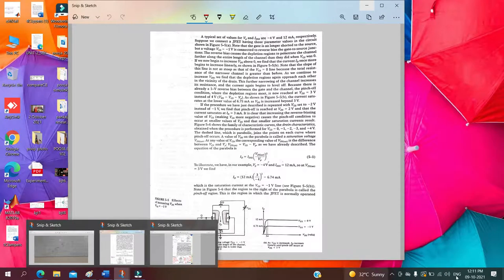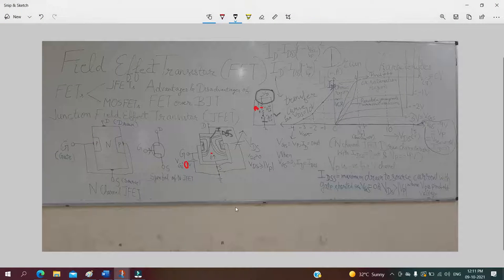Okay, see here, when we apply VGS in a polarity such that the gate is made negative with respect to source, so that VGS is made equal to minus 1 volt. For N channel, the gate is of P type, and it is made negative with respect to source. What will happen?